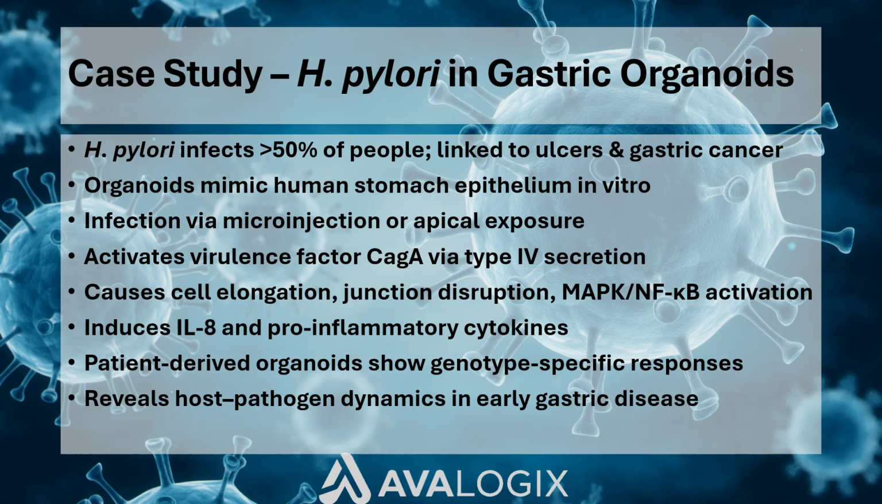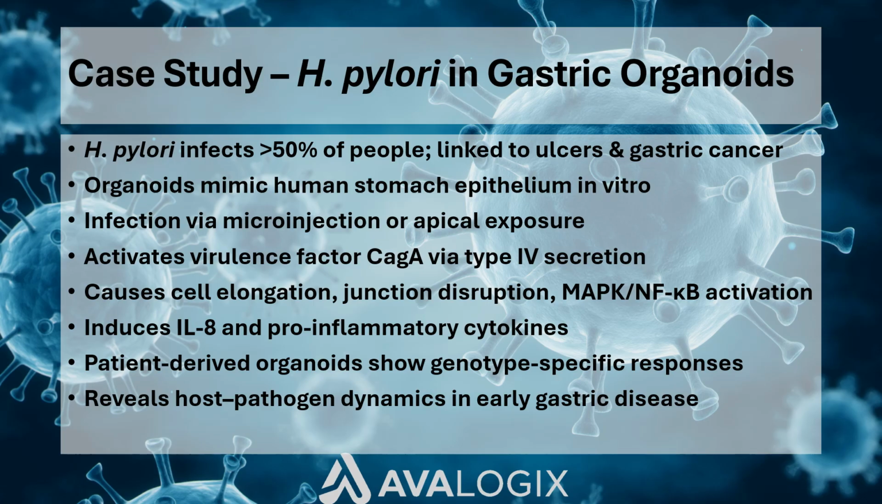This is where gastric organoids come into play. Researchers have cultured organoids from human gastric tissue and exposed them to H. pylori, either by microinjection into the lumen or by modifying the organoid polarity to allow apical exposure. The results are quite telling. Upon colonization, H. pylori activates a well-characterized virulence pathway involving a protein called CagA, which is injected into host cells via a type IV secretion system.